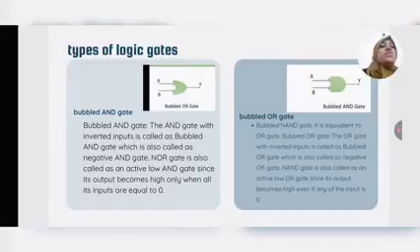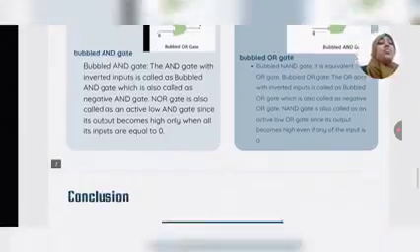The last one is the bubbled OR gate. The bubbled OR gate is equivalent to the NAND gate. The OR gate with the inverted input is called a bubbled OR gate, which is also called a negative OR gate. A NAND gate is also called an active low OR gate since its output becomes high even if any of the inputs is 0.